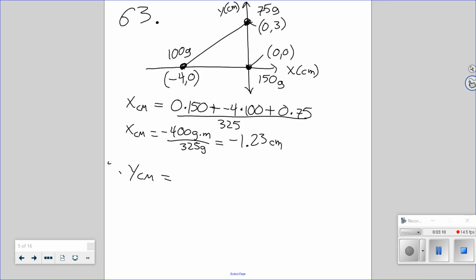And in y, it's even easier, because there's these two that are 0. Oh no, I don't even need the 0. I need 3 times 75, again divided by 325, the total. Right? Grams centimeters, or centimeters grams, doesn't matter. Okay, 0.692. And it's positive. So that x, y point is the center of mass of those three. It's just a weighted average in each direction. Treat the perpendicular directions independent of each other.